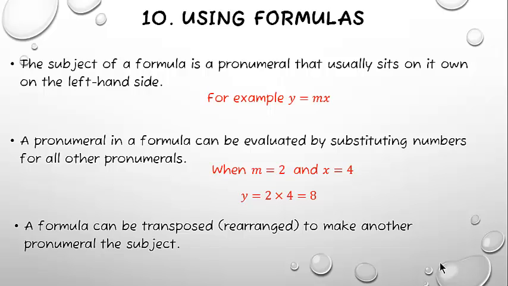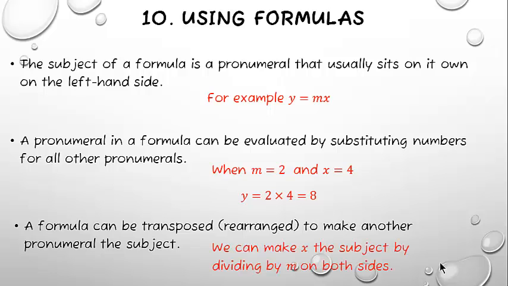A formula can be transposed, rearranged to make another pronumeral the subject. So using y equals mx, as we've used up the top, we can make x the subject by dividing by m on both sides. Now that's the same as what we've done when we've been solving equations. If I want to get x by itself, it's m times x. The opposite of timesing is dividing, so if we divide both sides by m, we end up with x equals y over m. So now I've made x the subject.